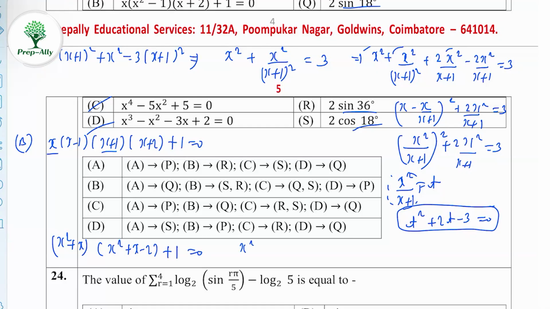Now if I take x square plus x as some t, what will you get? t into t minus 2 plus 1 equal to 0. Quadratic in t, solve that, you will get the value of x square plus x. Then again, solve that quadratic, you will get the value of x.